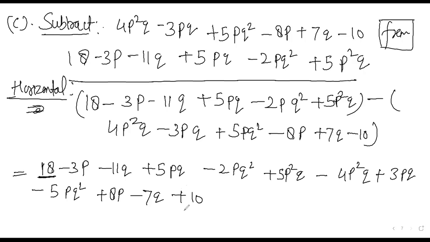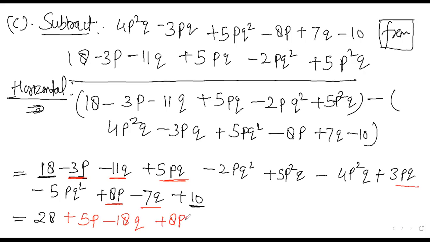Now look, firstly the constant term is there. 18 plus 10 is 28. Now find 3p. 3p is there and 8p is there. Both having opposite signs, they will be subtracted and give you 5p: 8 minus 3 is 5, plus sign because 8 has a plus sign. For q, both are minus, that will give you minus 18q. pq and pq: 5 and 3, 8, both having plus signs, 8pq.